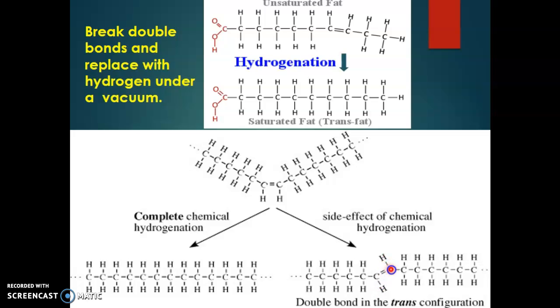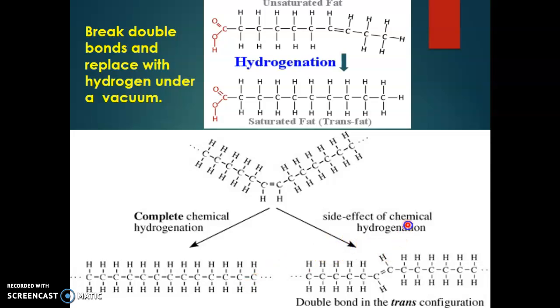It's almost like if you think of transatlantic, go from one side of the Atlantic Ocean to the other. They're on opposite sides of the double bond. This is not a natural state for a fat. Your body doesn't know what this is. Remember my phrase, shape dictates function. When your body sees this, it freaks out. It doesn't know if it's an oil, an unsaturated fat, or a saturated fat.